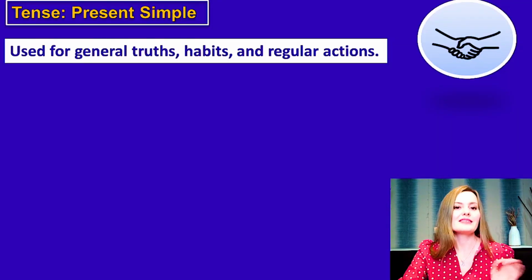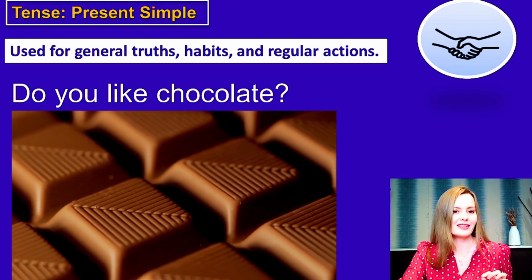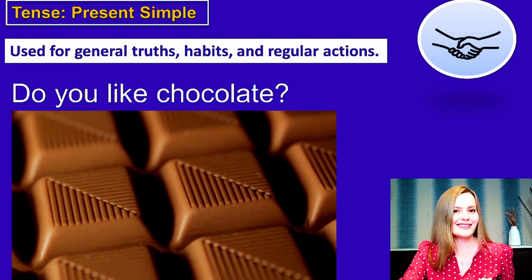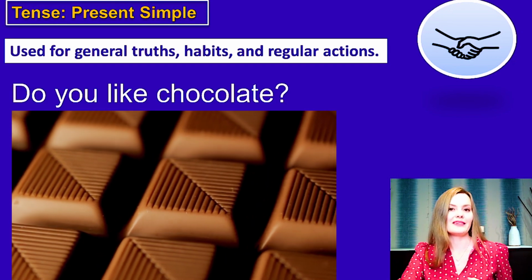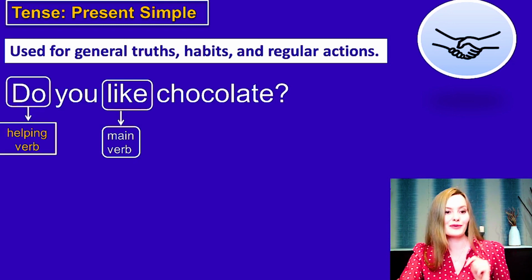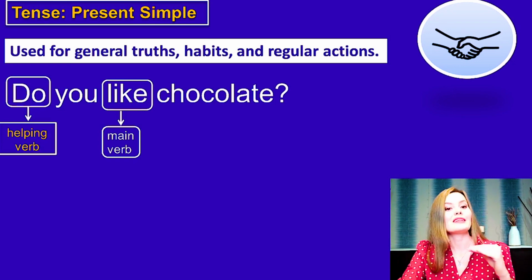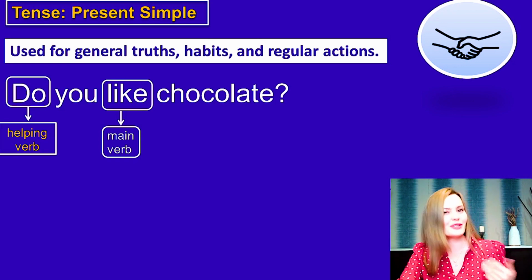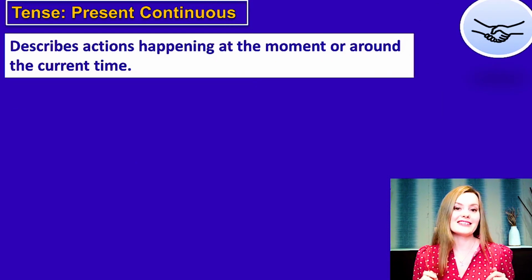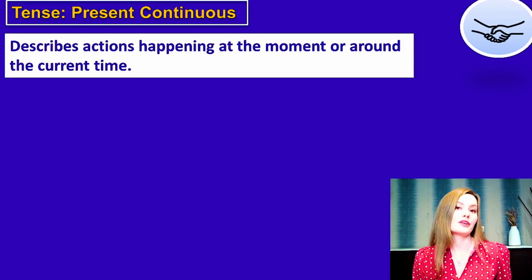Let's begin with the present simple tense. It is used for general truth, habits, or regular actions. For example, do you like chocolate? Let's find the main verb in this sentence. Like. Like is the main verb. So what is the helping verb then? Of course, do. Do is the helping verb. It helps us to form the present simple tense.